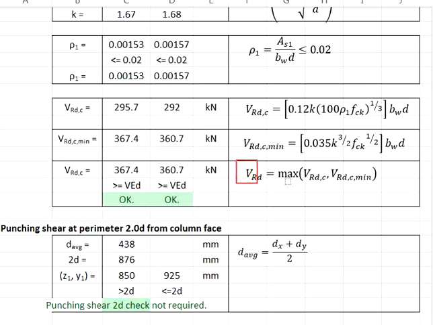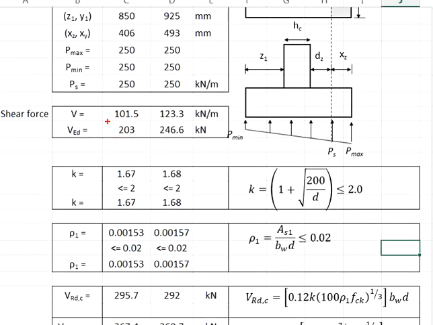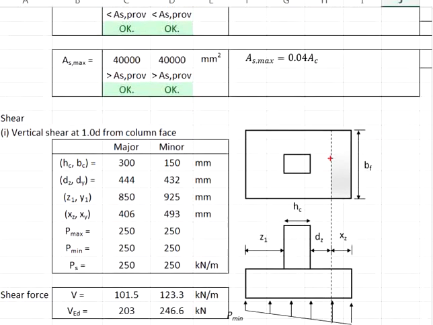Now to determine your shear resistance, it will be the bigger value of the two. Compare these two numbers. The bigger value will be the shear resistance of the shear plane. Same goes for the minor axis. This shear resistance is later to be compared with the shear loads that we have calculated on the shear plane, located at a distance of 1d from the column face.